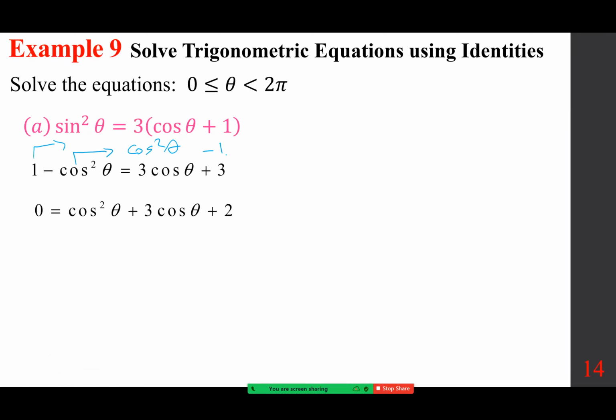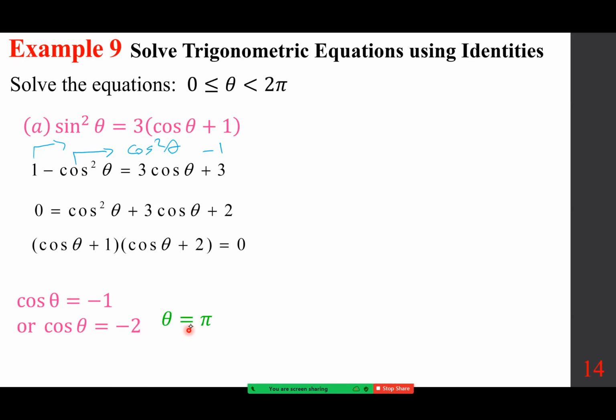Again, it's a very simple factoring of cosine theta plus 1 times cosine theta plus 2. I'm assuming no one has any problem with factoring. Just quickly, you want two numbers. The product is 2, the sum is 3. That's how you get 1 and 2. So cosine theta equals negative 1, and cosine theta equals negative 2. We've done cosine theta equals negative 1 many times. The answer is pi. But cosine theta equals negative 2 has no solutions because cosine goes between negative 1 and 1. That's the range of cosine.